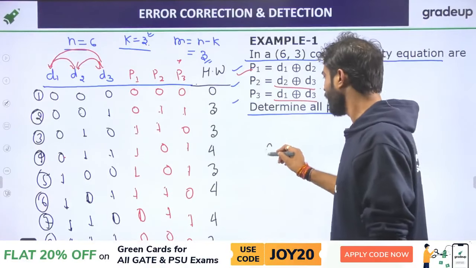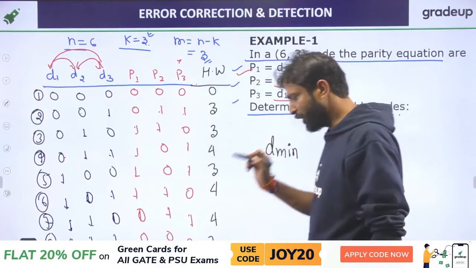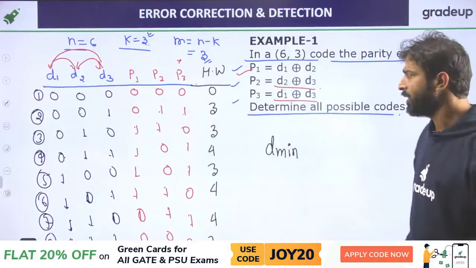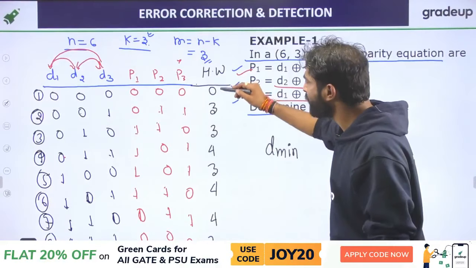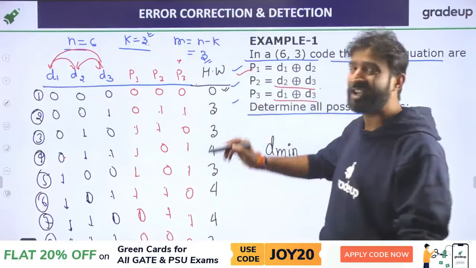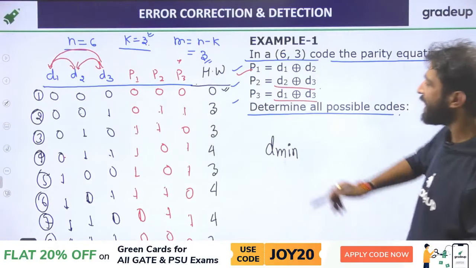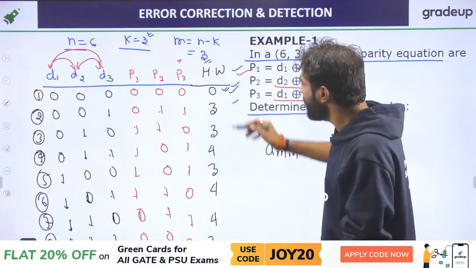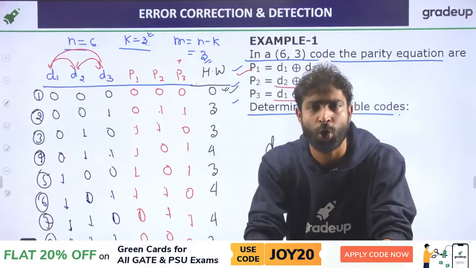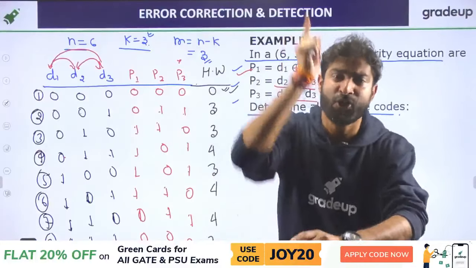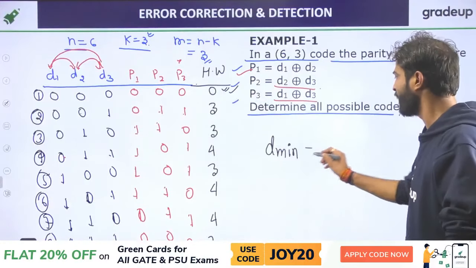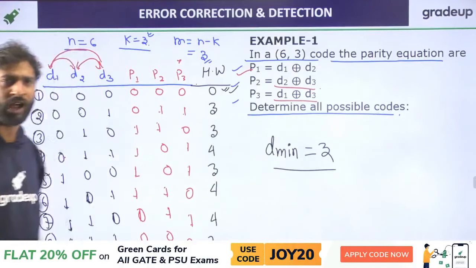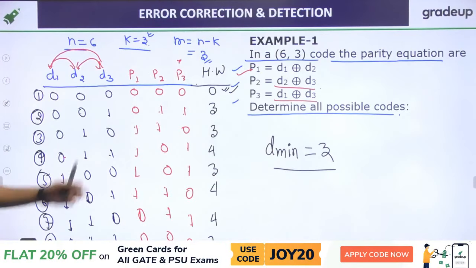And generally we use a term called D minimum. What is D minimum? D minimum is defined except for the zero code. If all the data is zero, then that code is called the zero code. So except for the zero code, the minimum value of the Hamming weight is called D minimum. So if you want to find out the D minimum, it is just 3. Very easy. Yes, Suraj, your answer is correct. The D minimum for this is 3.